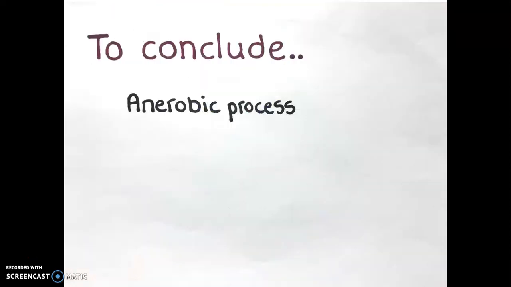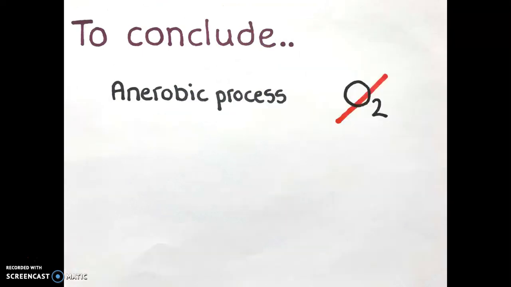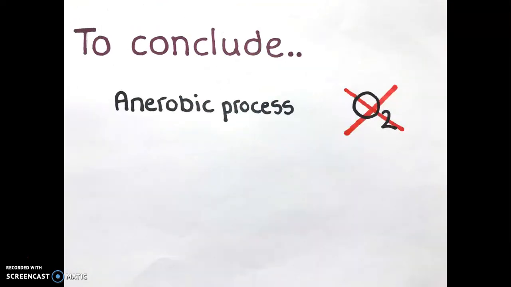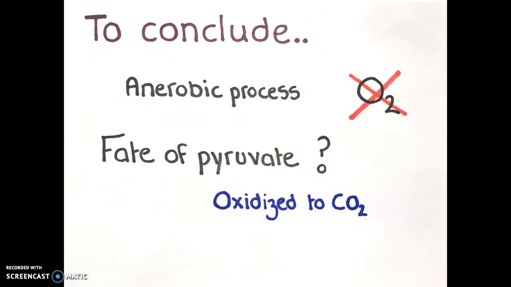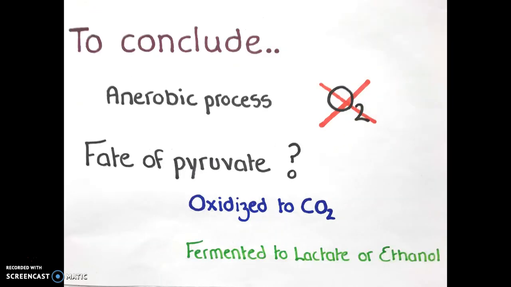To conclude, glycolysis is an anaerobic process that does not involve oxygen. In the presence of oxygen, pyruvate can be further oxidized to CO2. In the absence of oxygen, pyruvate can be fermented into lactic acid or ethanol.